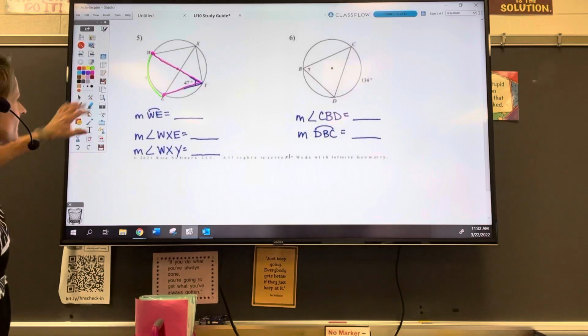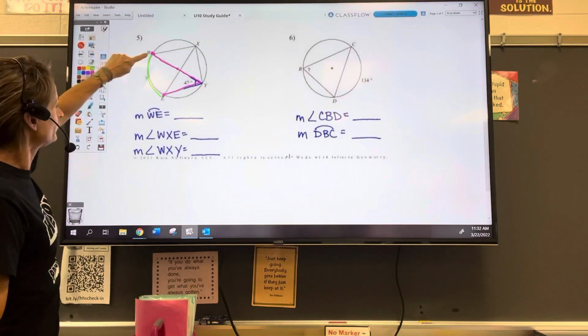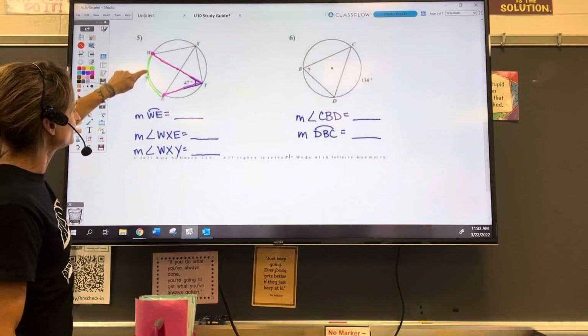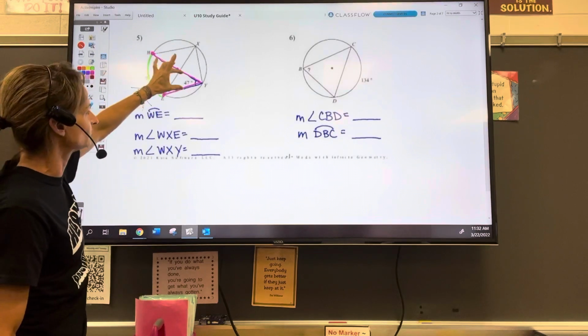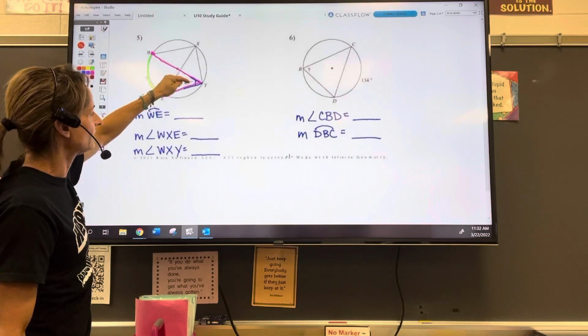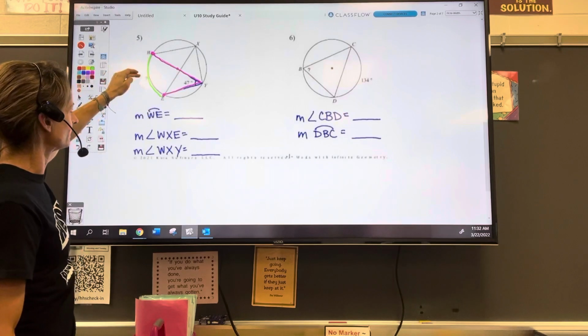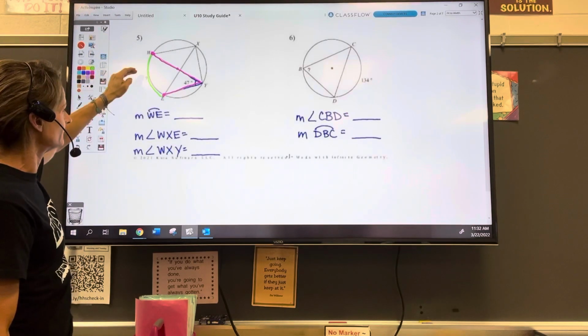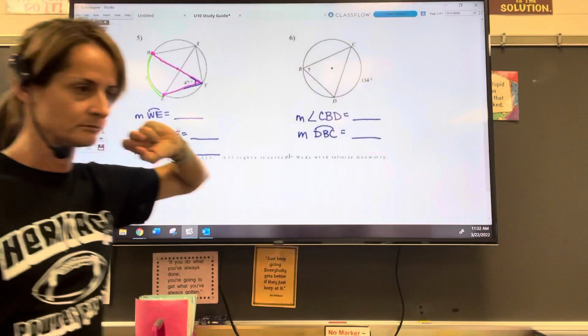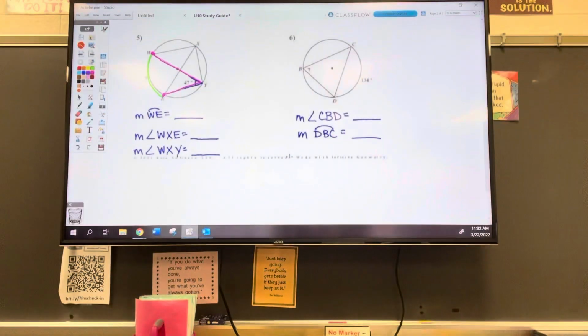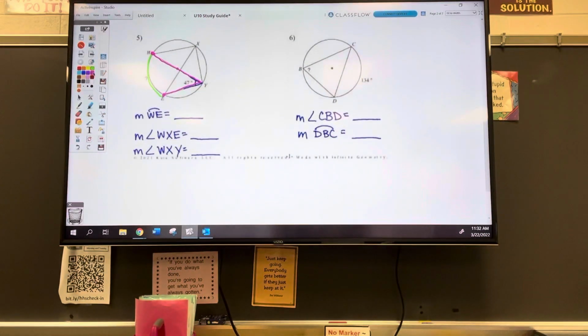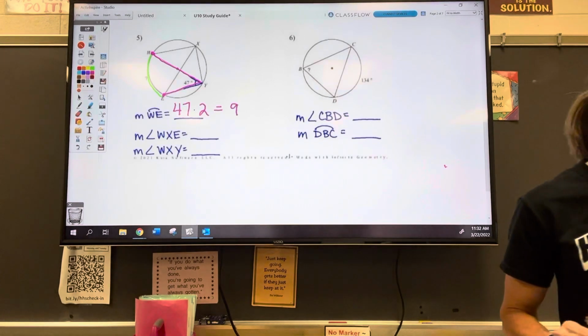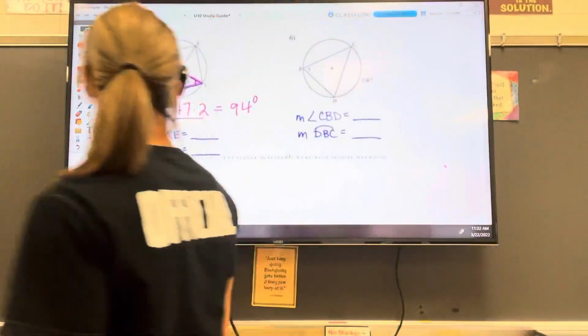So weird. Okay. So what's the measure of this arc right here? This is an inscribed angle, so this angle is half of this arc. So what's the measure of this arc going to be? Someone better have a calculator out. 47 times 2. I'm going to write 47 times 2 just so you remember where that came from. 94 degrees.